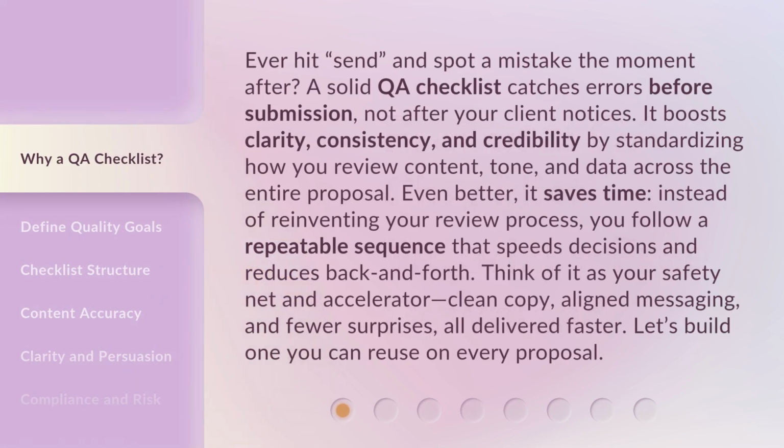Ever hit send and spot a mistake the moment after? A solid QA checklist catches errors before submission, not after your client notices. It boosts clarity, consistency, and credibility by standardizing how you review content, tone, and data across the entire proposal. Even better, it saves time. Instead of reinventing your review process, you follow a repeatable sequence that speeds decisions and reduces back and forth.